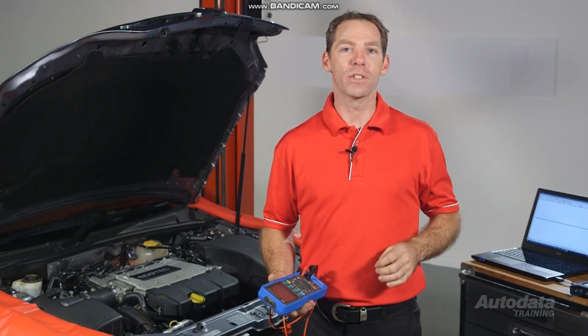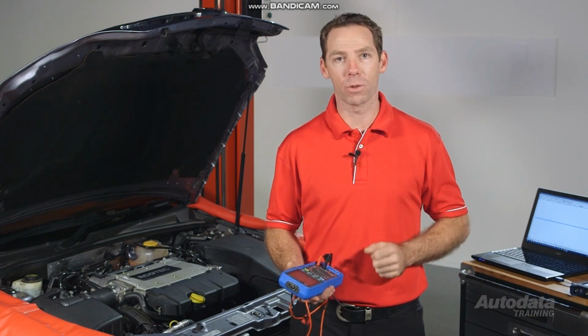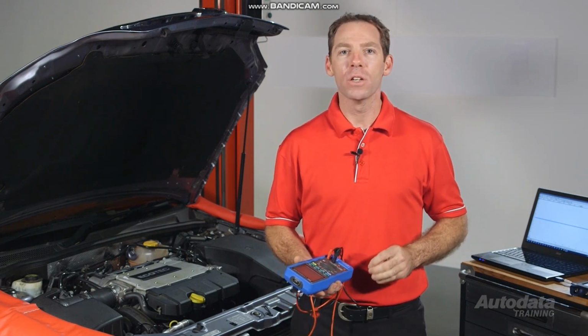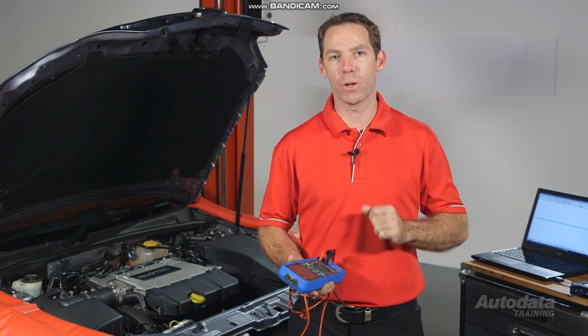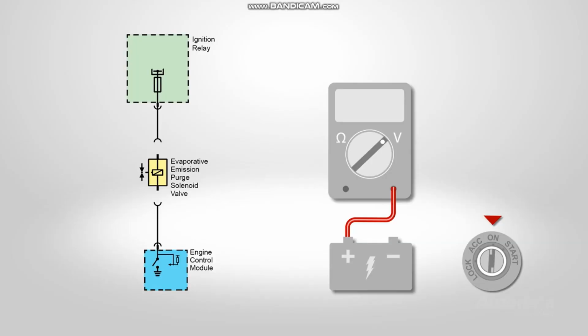If your meter does not have a duty cycle function, this test can be checked with the meter set on volts. With a 50% duty cycle command, you should see approximately 6 volts. 0 volts may indicate an open. If no reading is seen, move the meter test lead to the ECM and back probe the correct terminal and repeat the evap activation procedure.